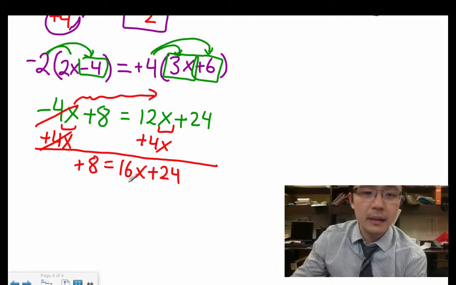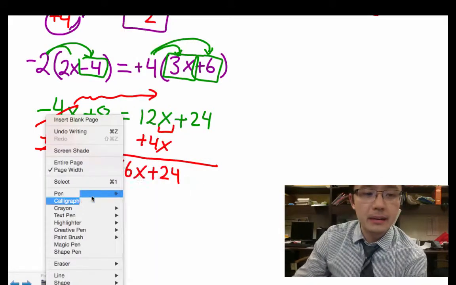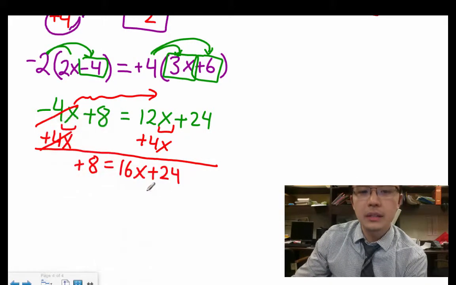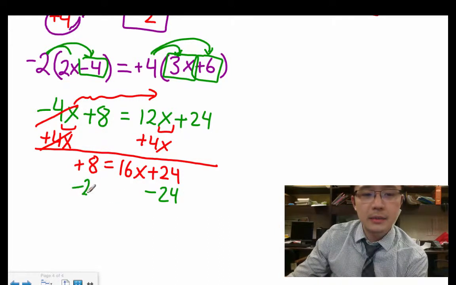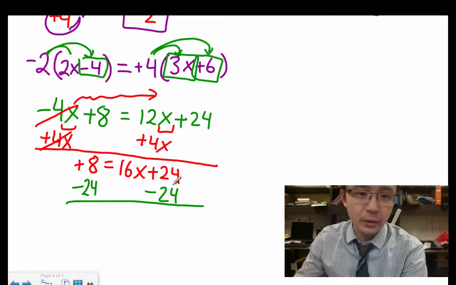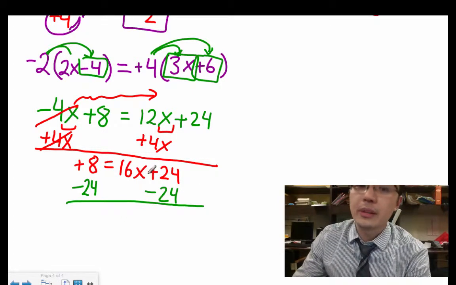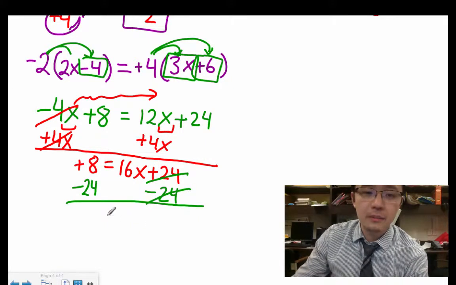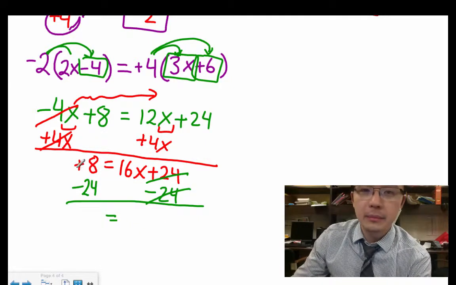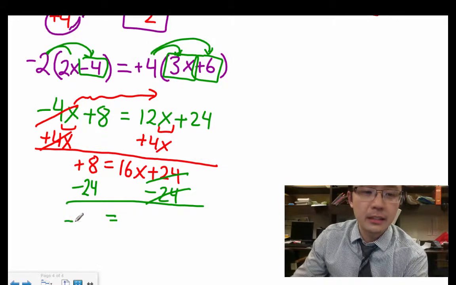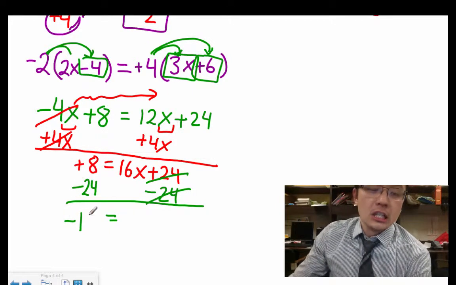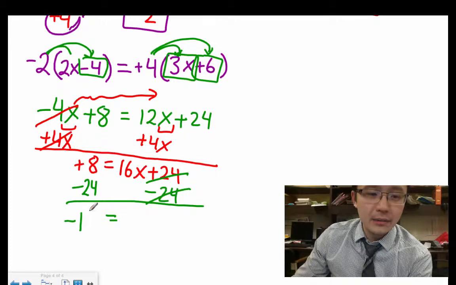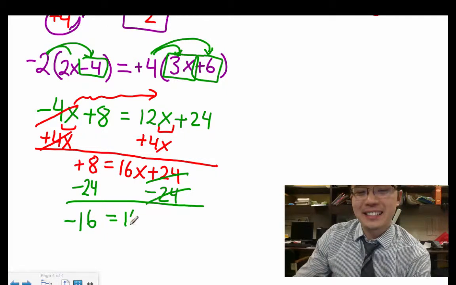So then now my x's are all on one side, but my numbers are not. So I'm going to move these numbers. This is such a Christmas color, red and green, and subtract 24 from both sides. Why am I subtracting 24? Because I have 24 with the x's and I need to get rid of them. So bye, that's gone. But wait a minute, positive 8 minus 24, that's going to be negative, what is it? Negative 16 is equal to 16x.